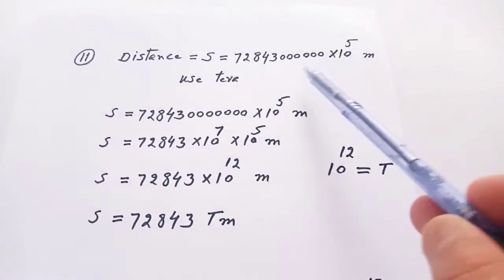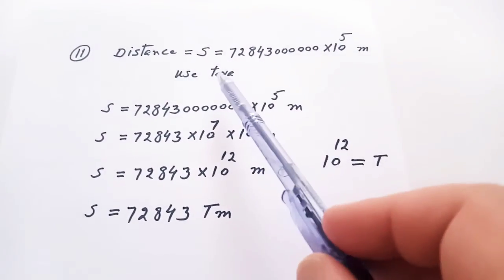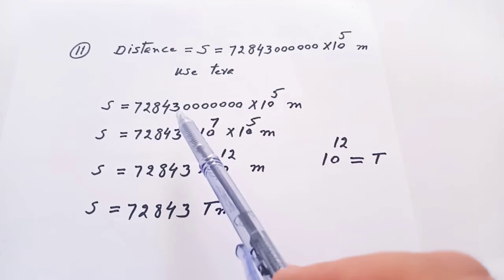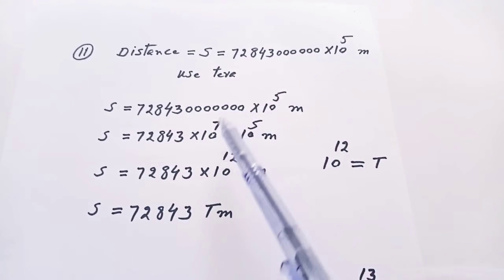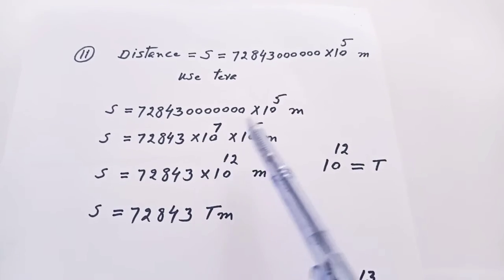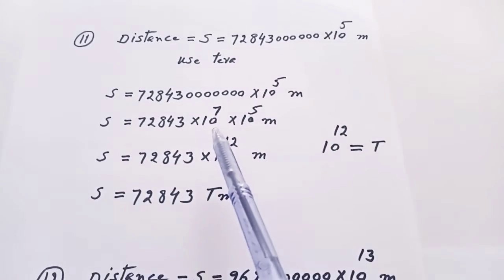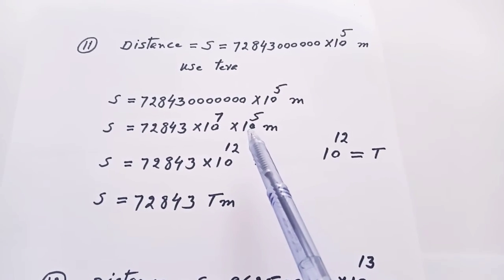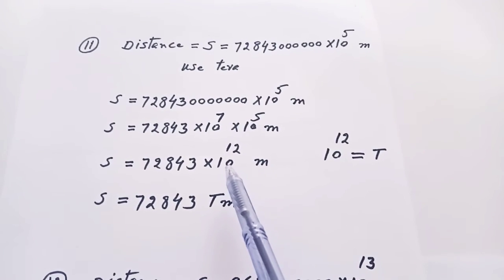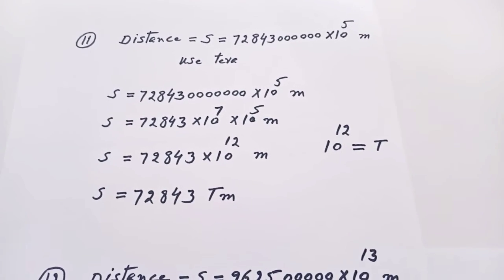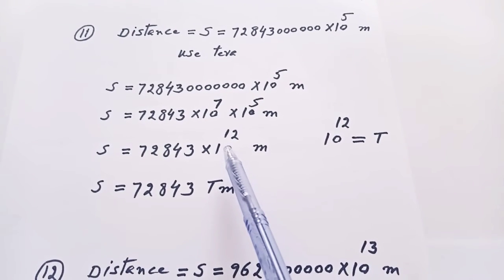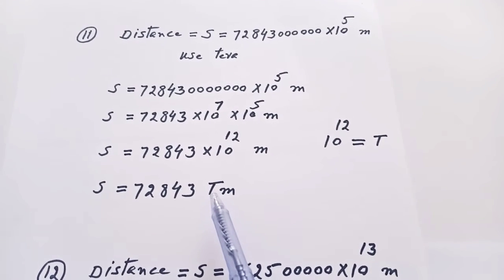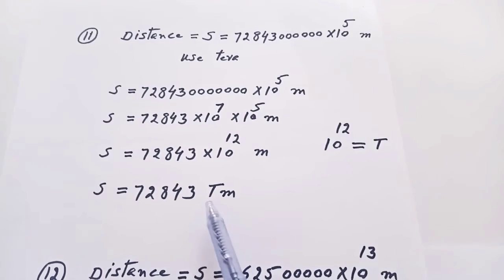This is another measurement, the distance in meter. Use tera. So this measurement can be written like this, and these are 7 zeros. We write 10 power 7 and 10 power 5. When we combine 10 power 7 and 10 power 5, we get 10 power 12. And 10 power 12 is tera. So in place of 10 power 12 we use tera, T. So tera is the prefix we have used here.